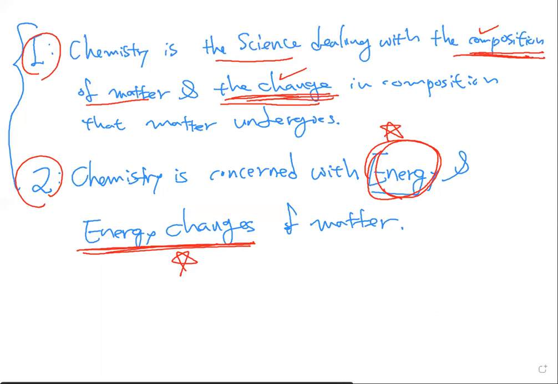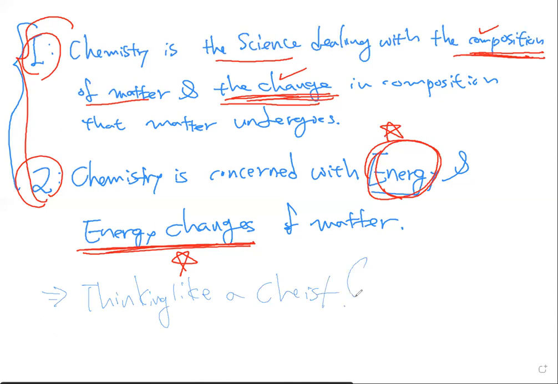Okay, so when you memorize these two definitions, you have to do something. You have to show some activity. What? Thinking like a chemist. Think like a chemist. How do we do that?